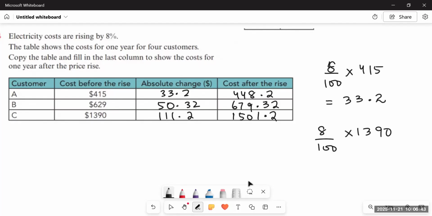And then they're saying copy the table and fill in the last column to show the cost for 1 year after the price rise. So let's see. You can assume any cost for customer D, right? And then you'll repeat the process.